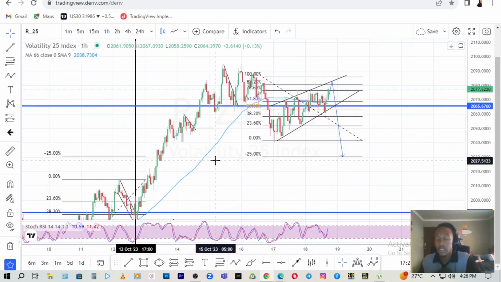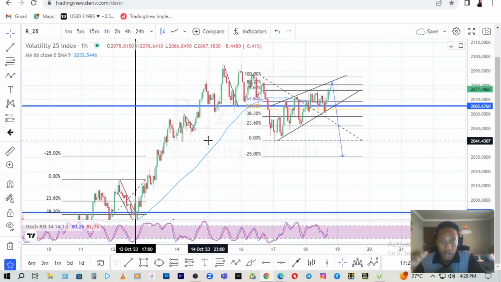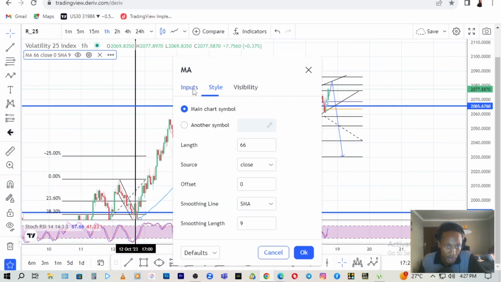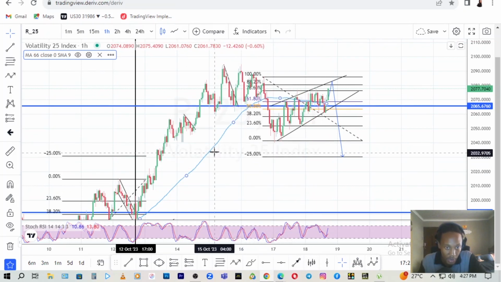So yeah guys, that's what I had noticed from the market, what I have seen the market do throughout many times of me back testing the chart, especially volatility 25. So let's go back and check my moving average. It's whatever color you prefer. On length, you just change your length to 66, and if it's on open, you put it on close. If your offset is on 5, you put it on 0, and then you have this moving average.